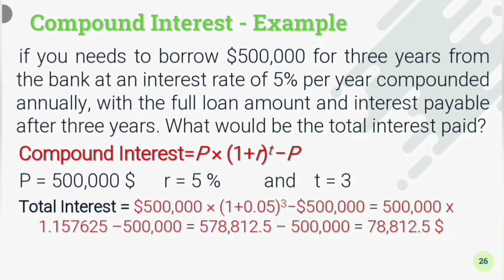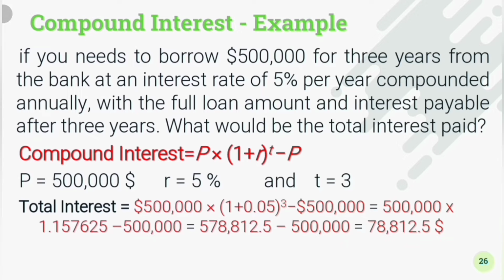Compound interest example. If you need to borrow $500,000 for 3 years from the bank at an interest rate of 5% per year compounded annually, with the full loan amount and interest payable after 3 years, what would be the total interest paid? Compound interest is equal to P multiplied by (1 plus R) to the power T, minus P. Here the principal amount is $500,000, R is equal to 5% and the term is equal to 3 years.